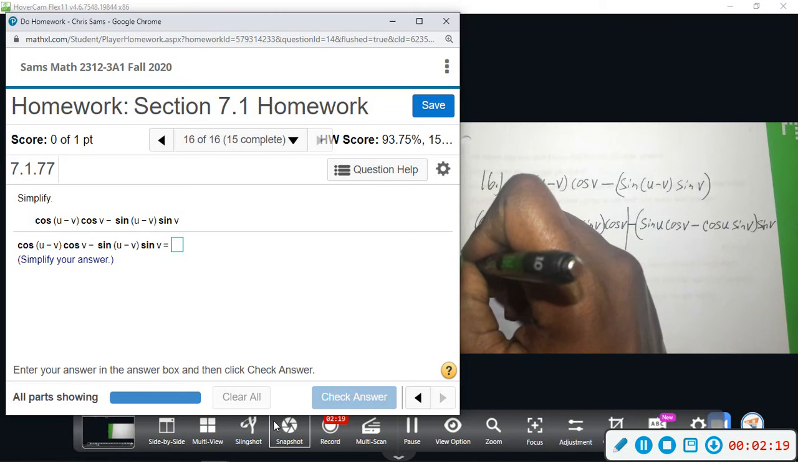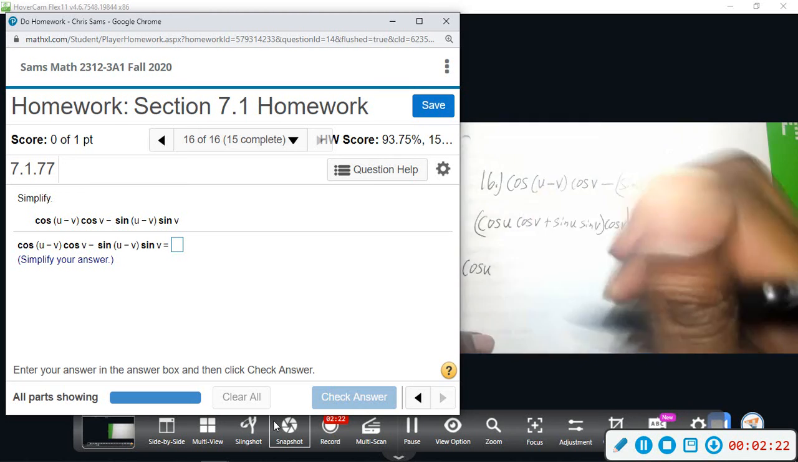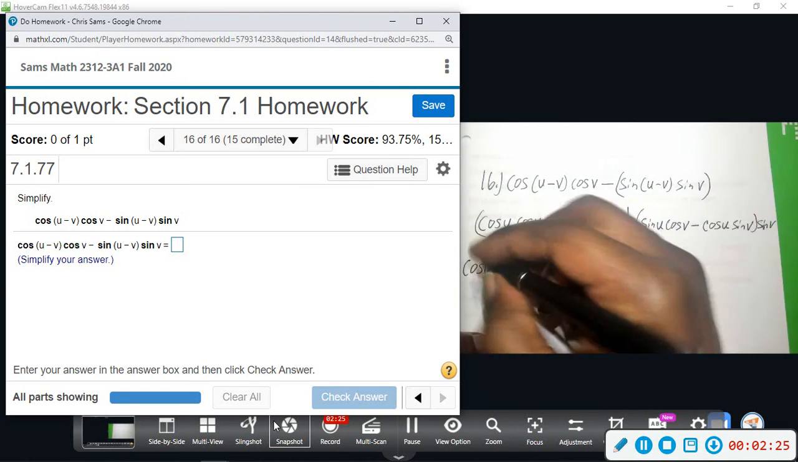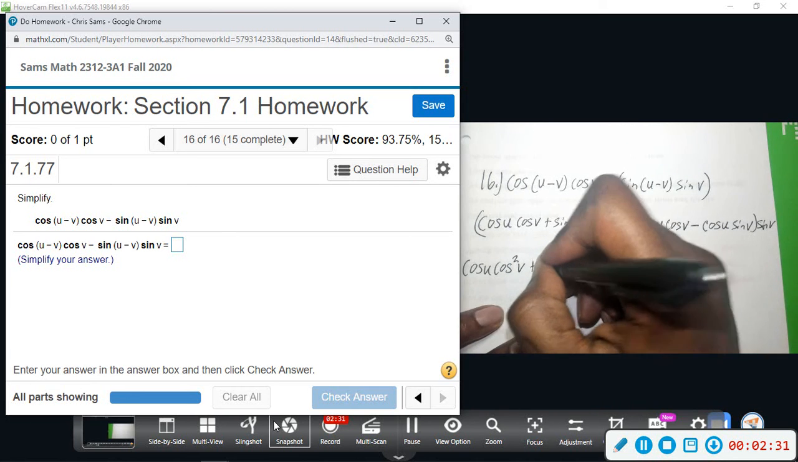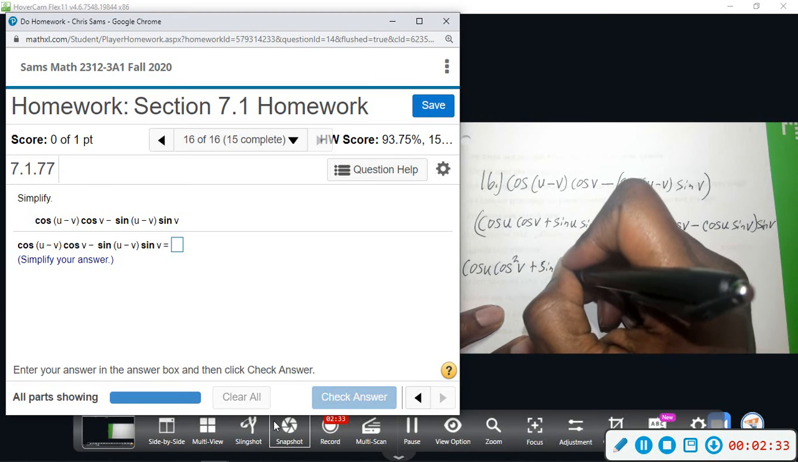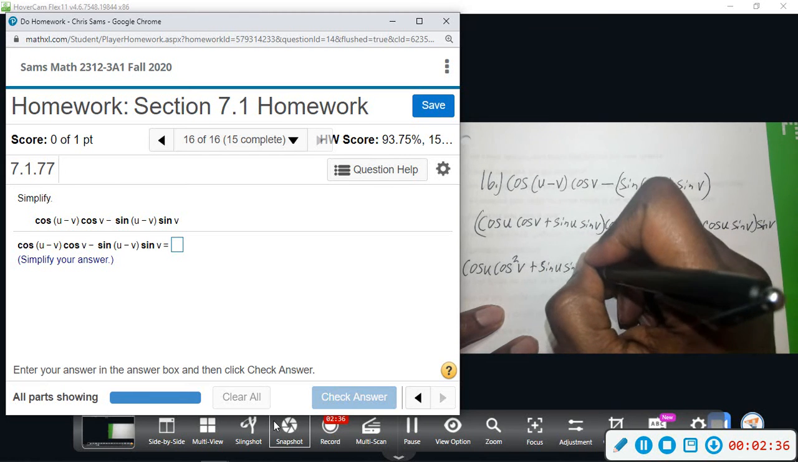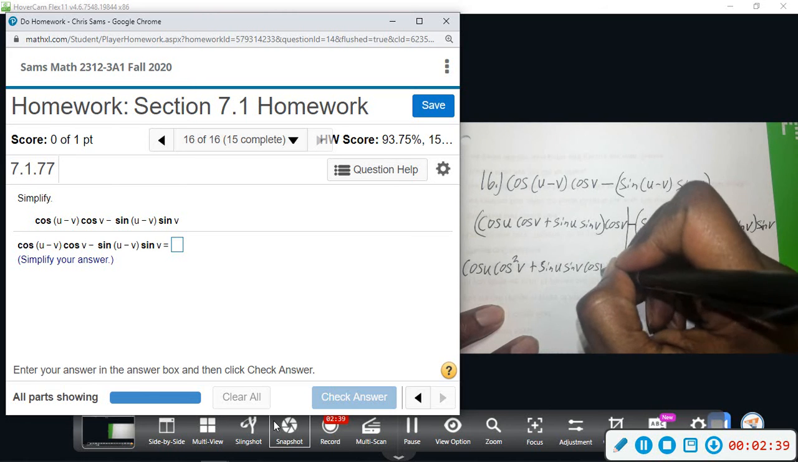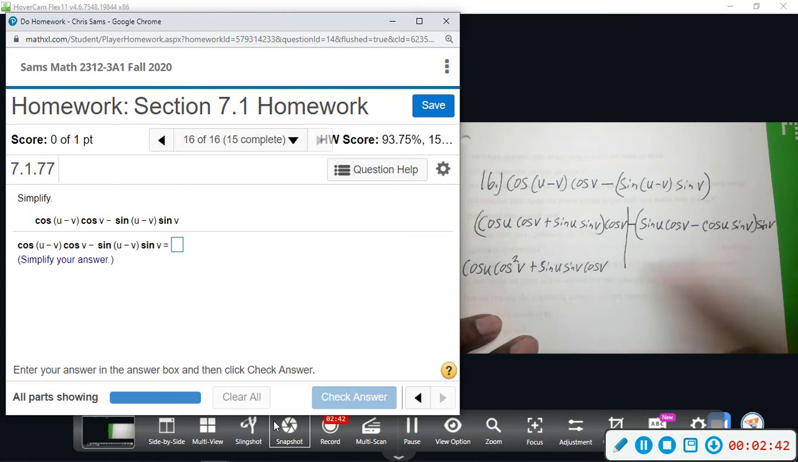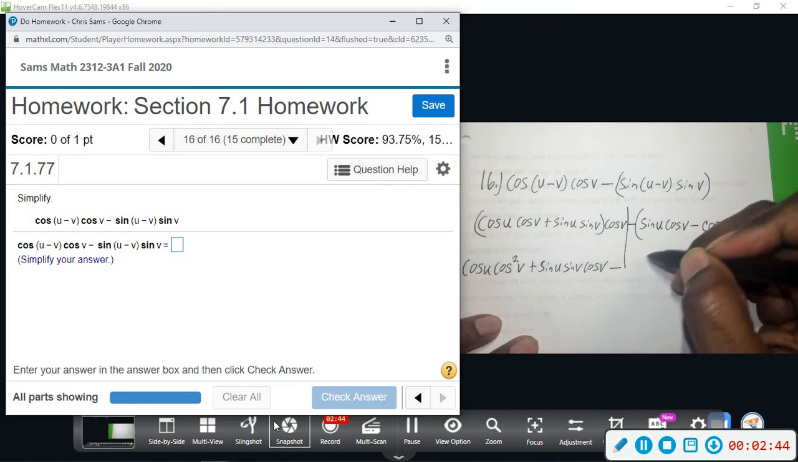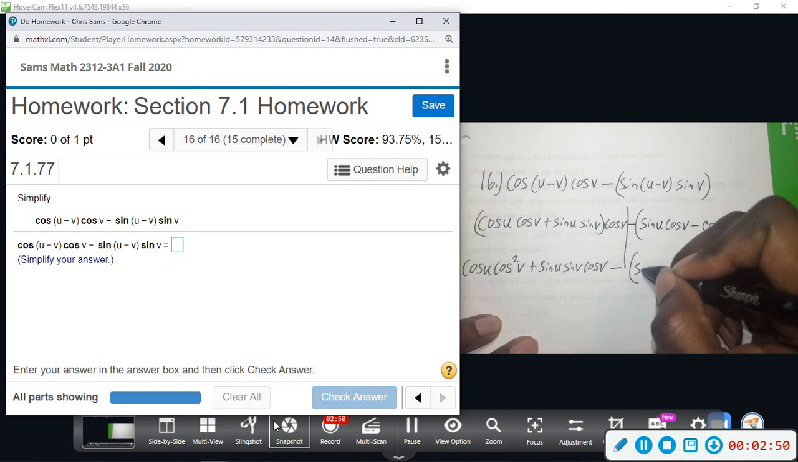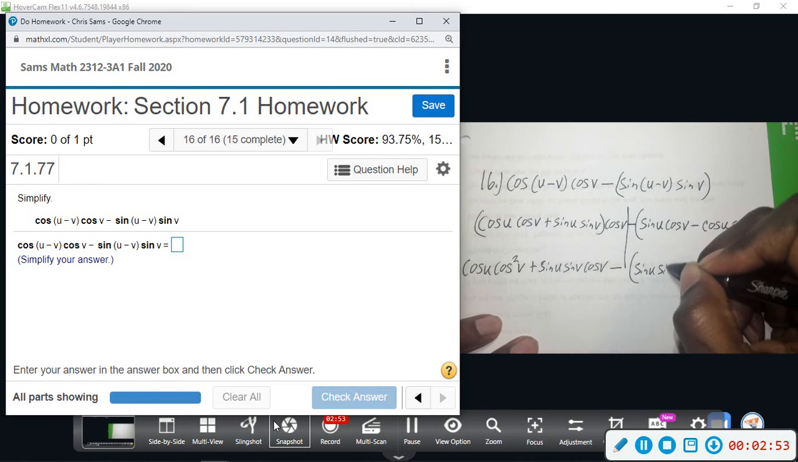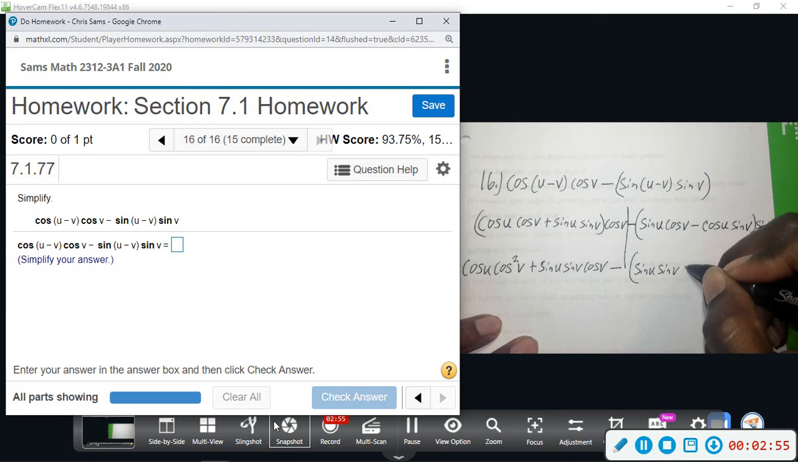Alright, so we'll have cosine u, when I multiply it times this term, it'll be cosine v squared. Cos squared v plus sine u sine v cosine v. So this is the left side, and then we'll have a minus, and then I'm going to distribute this part, sine v, over here. So sine v, we will have sine u sine v cosine v. So that's distributing the sine v to this part.